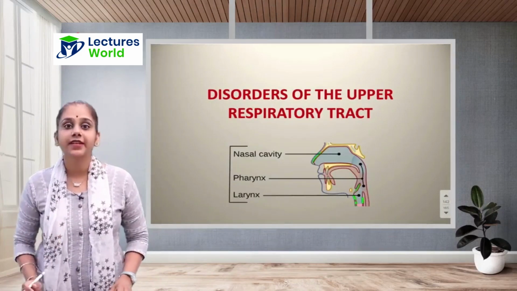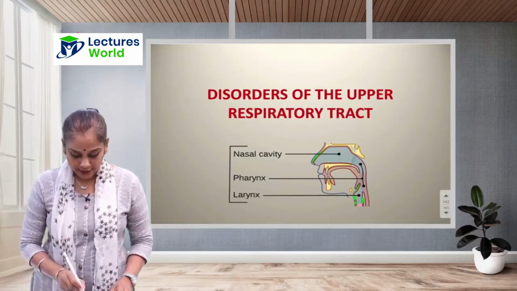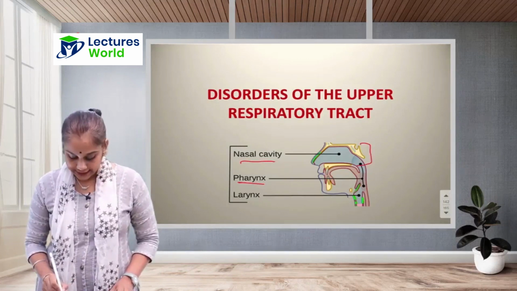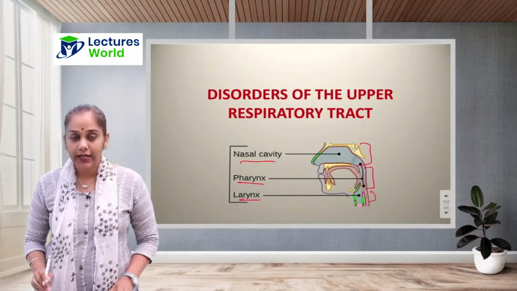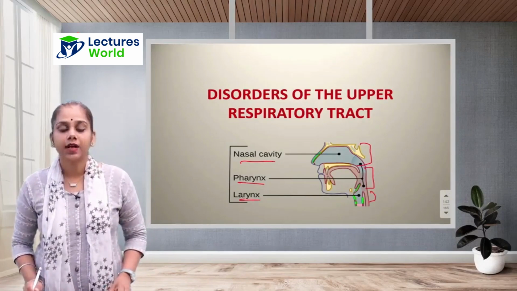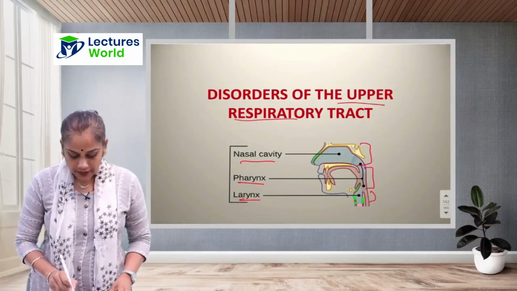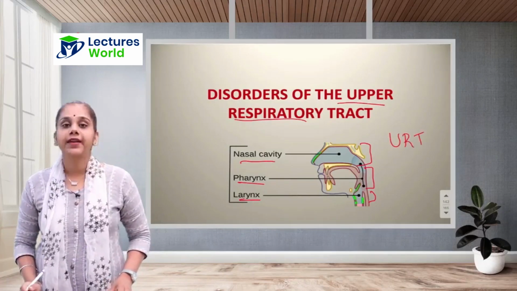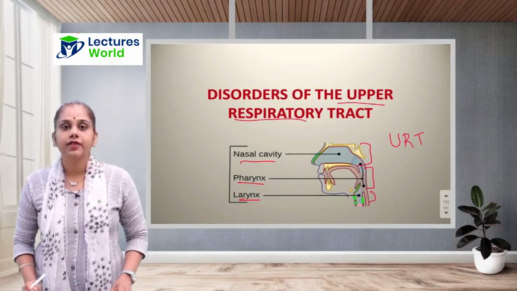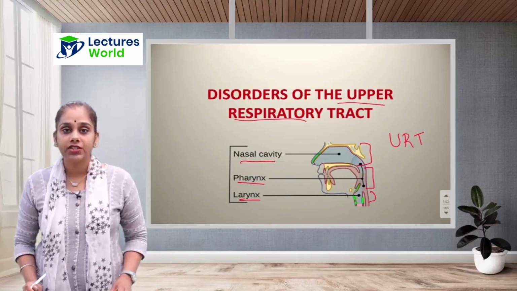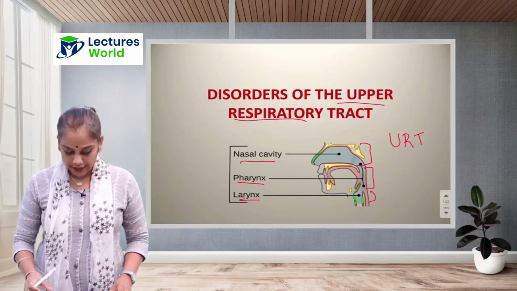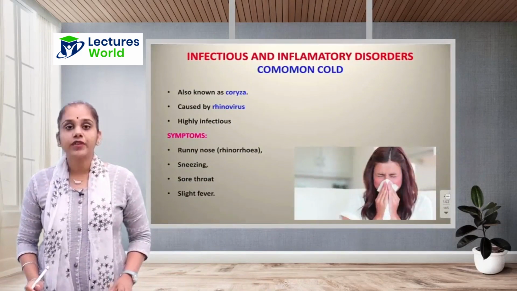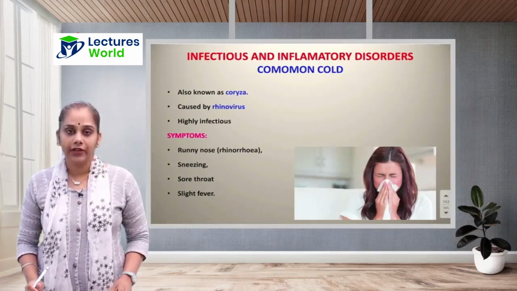So what is the upper respiratory tract? It includes the nasal cavity, then the pharynx, then the larynx. Above the trachea is the upper respiratory tract. First we will see the disorders or disease conditions which occur because of some causative organism. So the first one is infectious and inflammatory disorders.